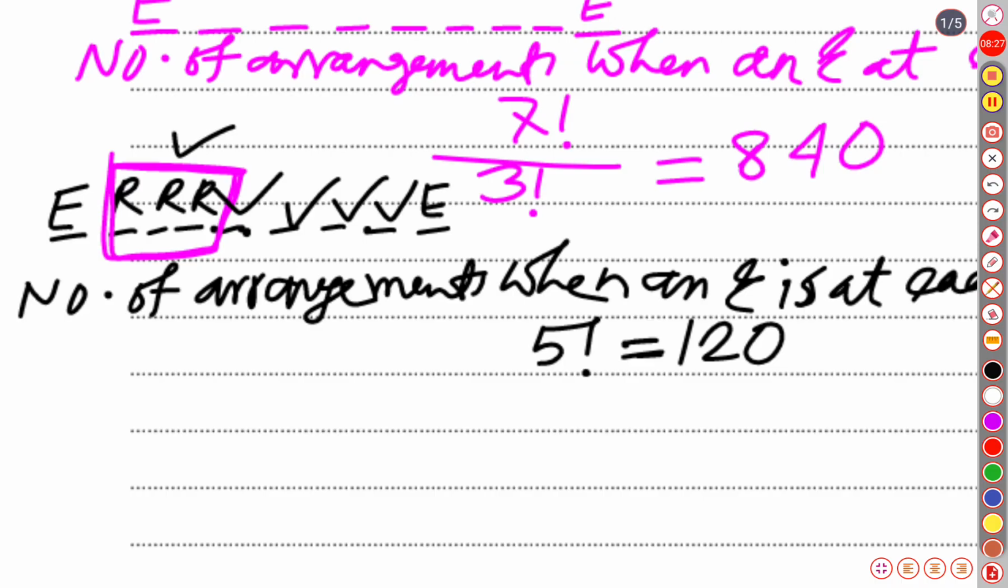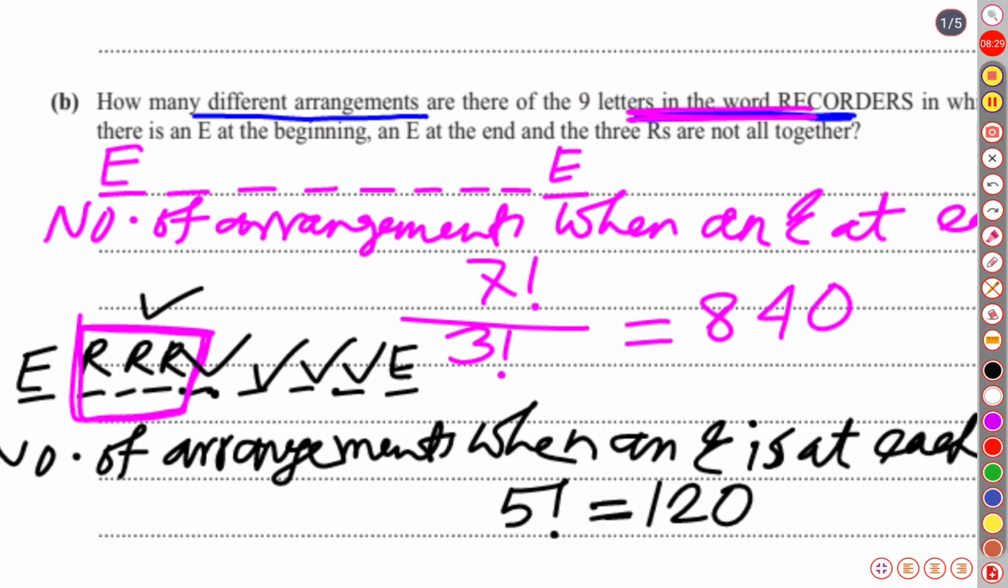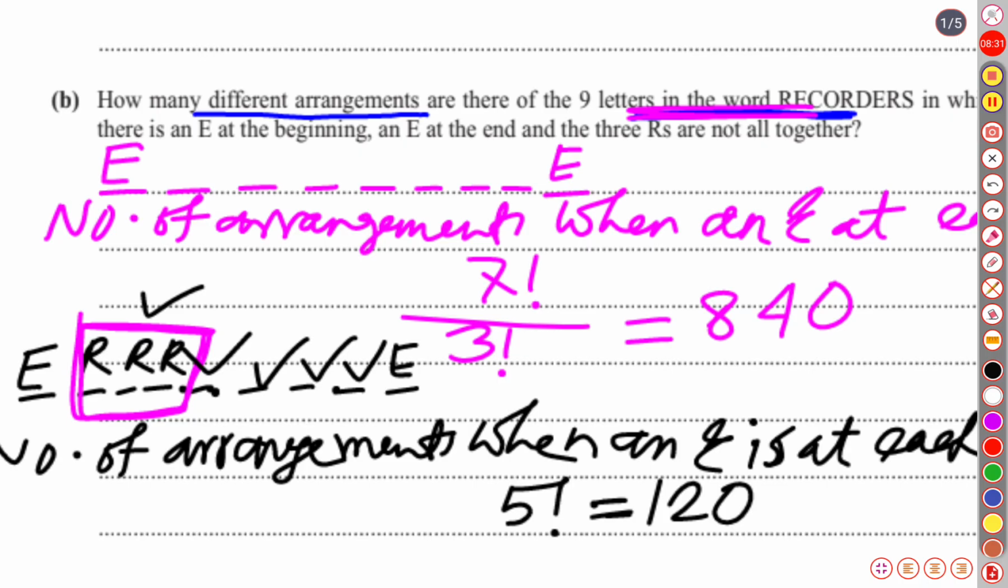Since we have gone through the question, we decided that we are thinking of this from a different viewpoint, that is, in a reversal way. They have told us to find when the three R's are not all together. We have considered that all three R's are together, so it's the reversal way. So how can we find the final arrangement? We will just subtract the arrangements when R's are together from the total number of arrangements.